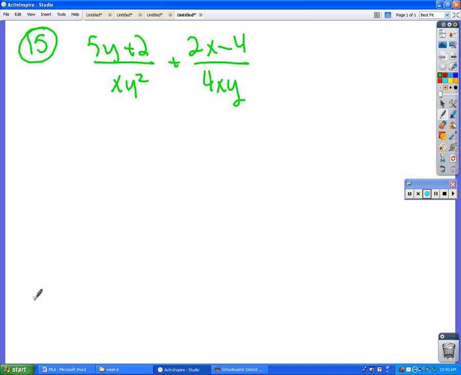Okay? To start with, I need to get a common denominator. So let's do the easy part first, which is the numbers. This one has a 4, so this one needs a 4. Since I put a 4 there, then I have to put a 4 on the top.